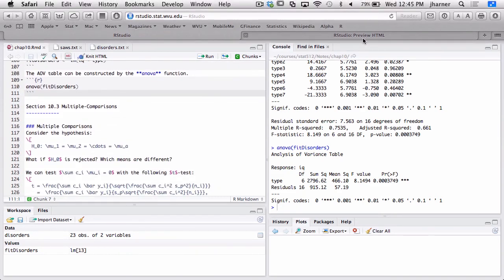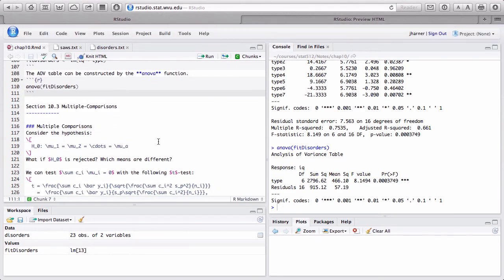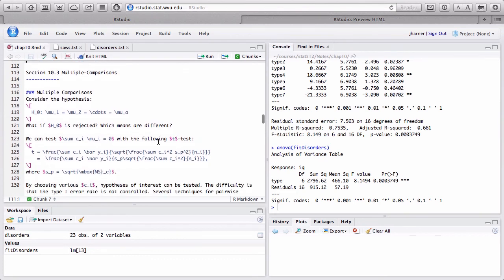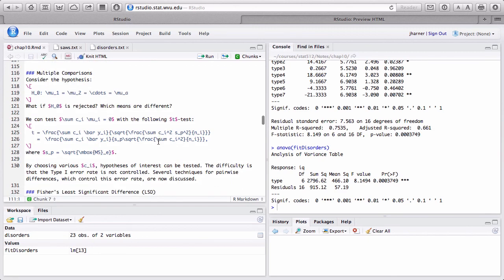Okay, how are we doing for time? 12:45. That's it.